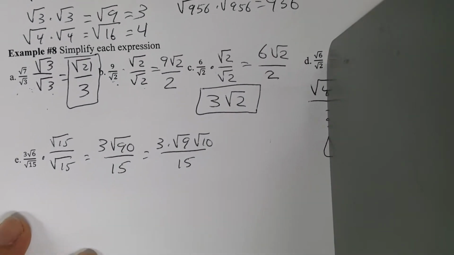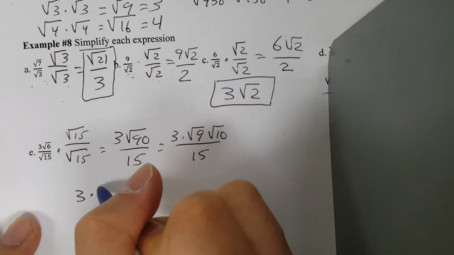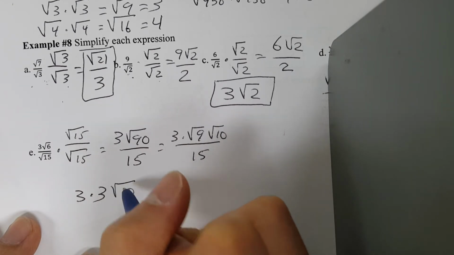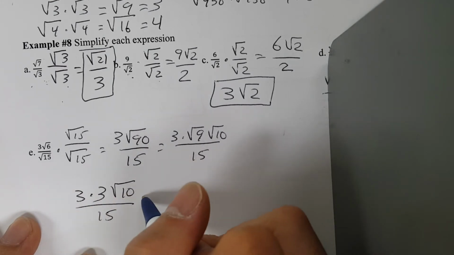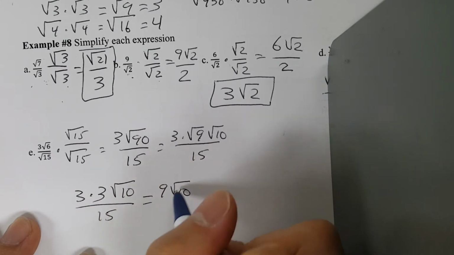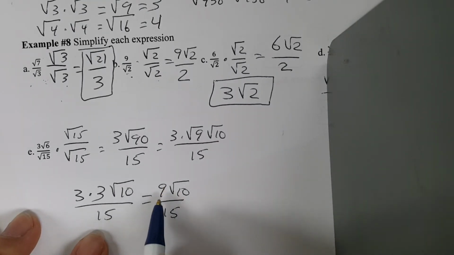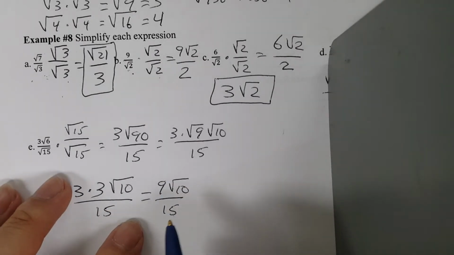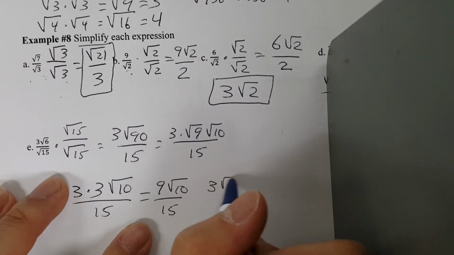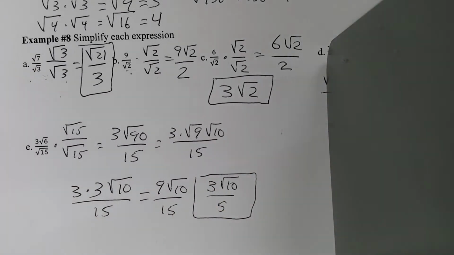I'm going to continue my work down here. What is radical 9? It's just 3. So I have 3 times 3 is 9 radical 10 over 15. And I could simplify this. 9 and 15 can't be divided evenly into whole numbers, but I could simplify it by a 3. So this is 3 root 10 over 5. And that is your answer.